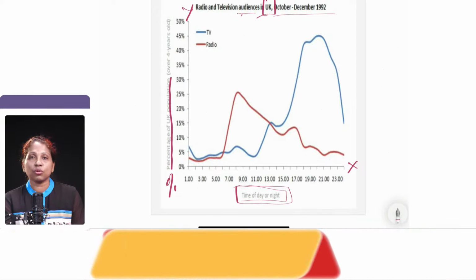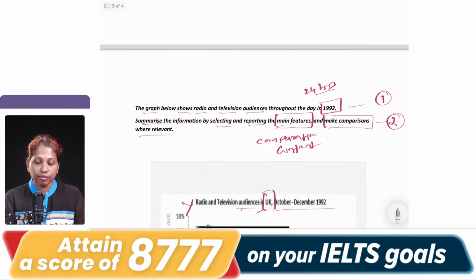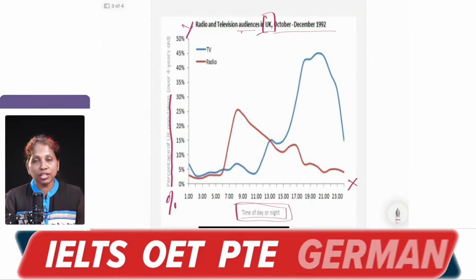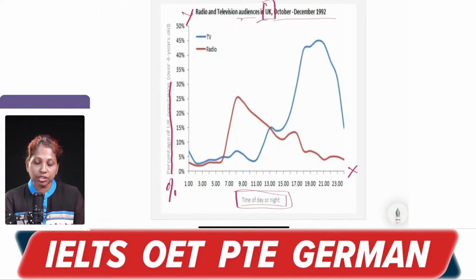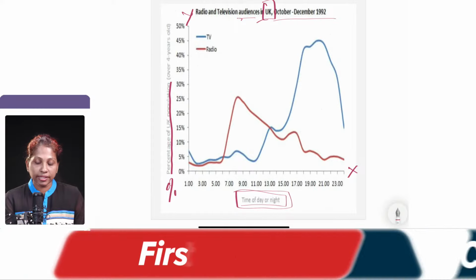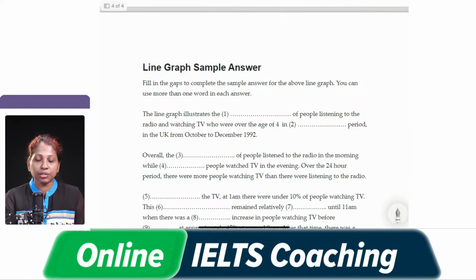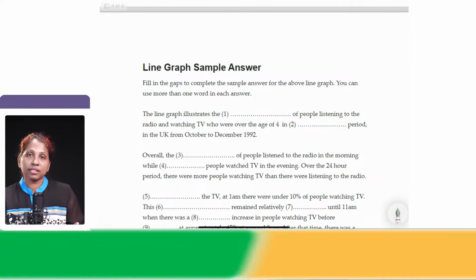This is what analyzing the graph is. Read the question once or twice and analyze the graph, right? So what we have to do is write a report on this information in 4 paragraphs: introduction, overview, first para, second para. I have taken down some blanks here like a sample answer, so we'll fill in the blanks and complete this report.